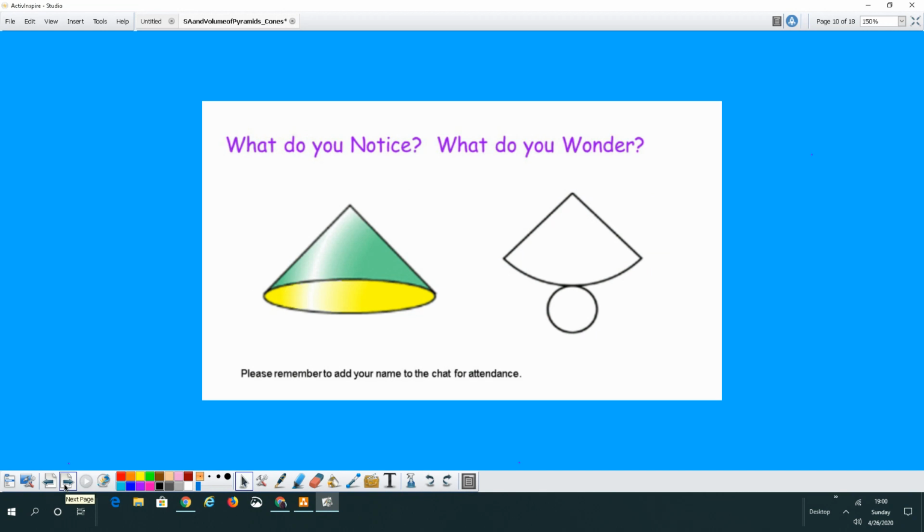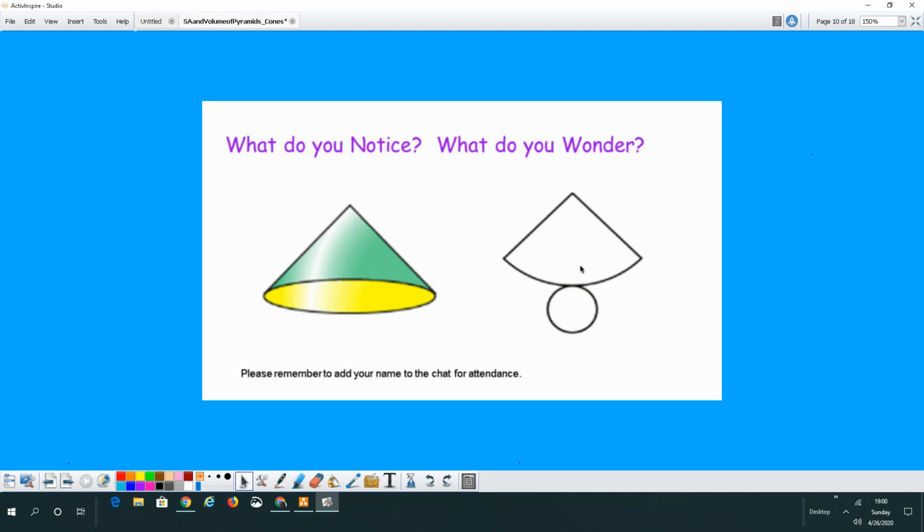Okay, next we're going to take a look at cones. What do you notice and what do you wonder? All right, here we have the cone with the round bottom, round base. We have a funny looking flat thing with a circle here and another part of a circle, kind of, yeah? Or it looks kind of like a triangle.